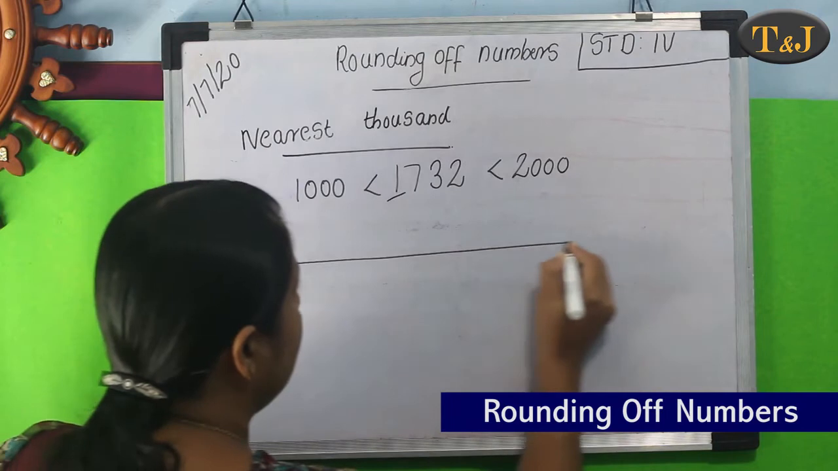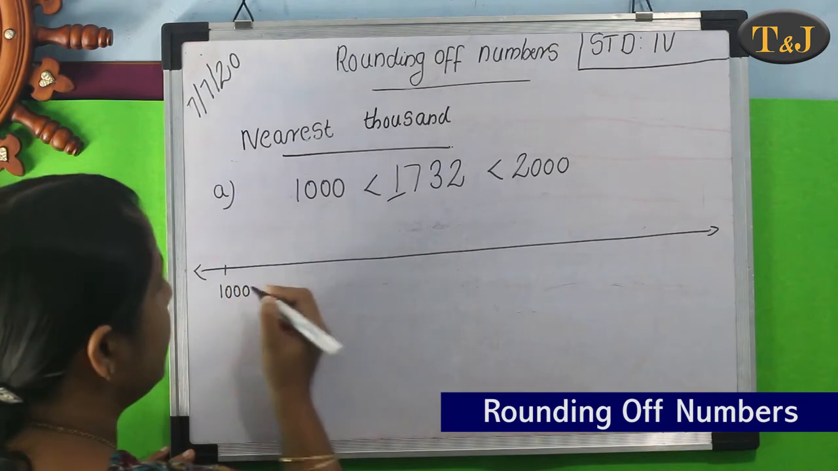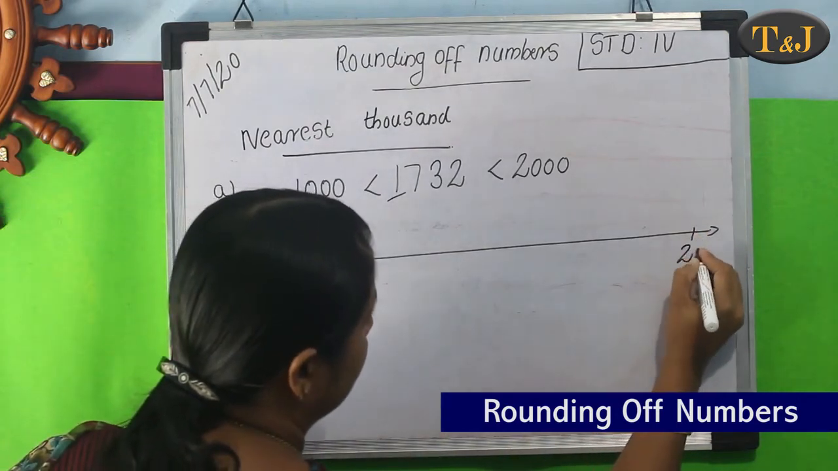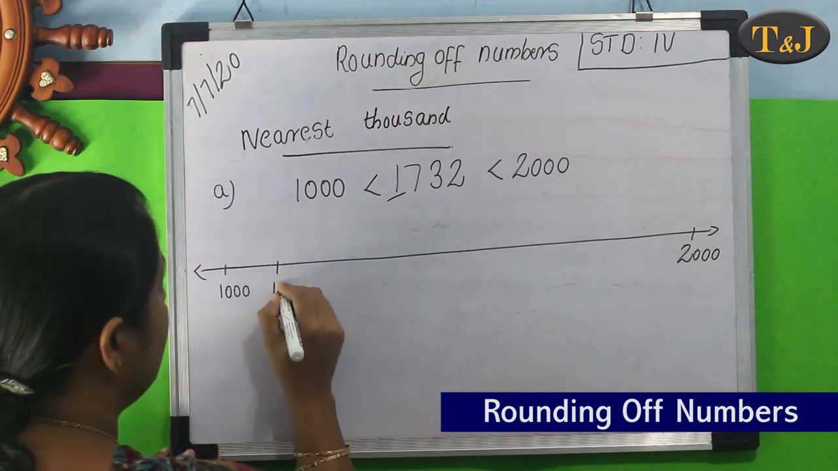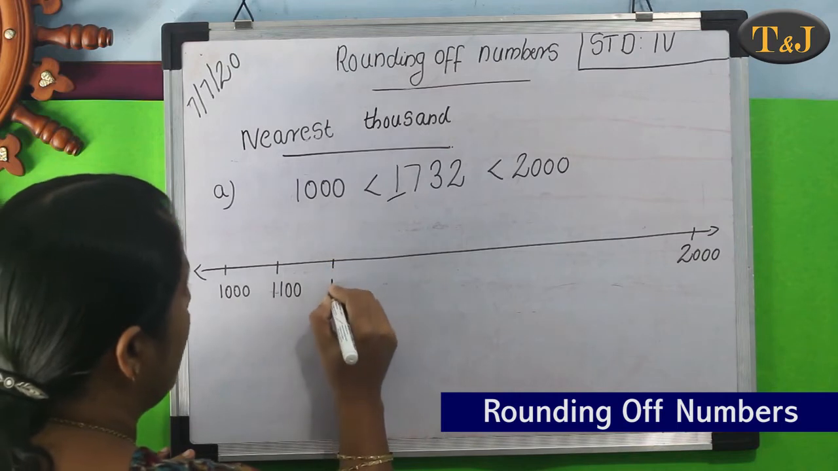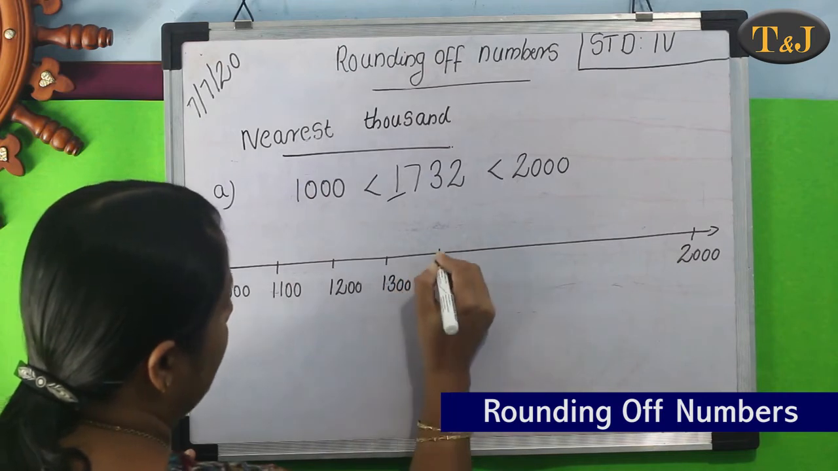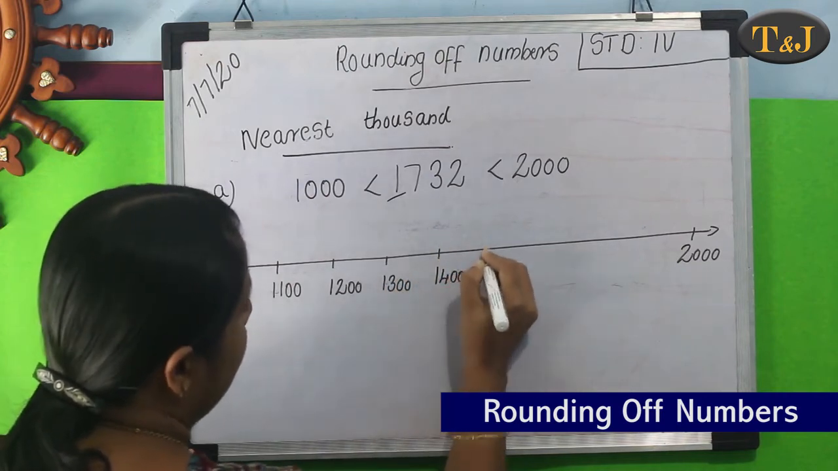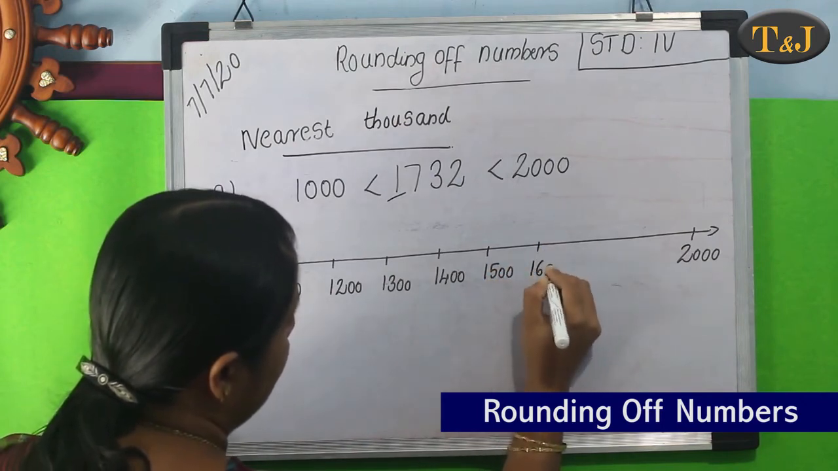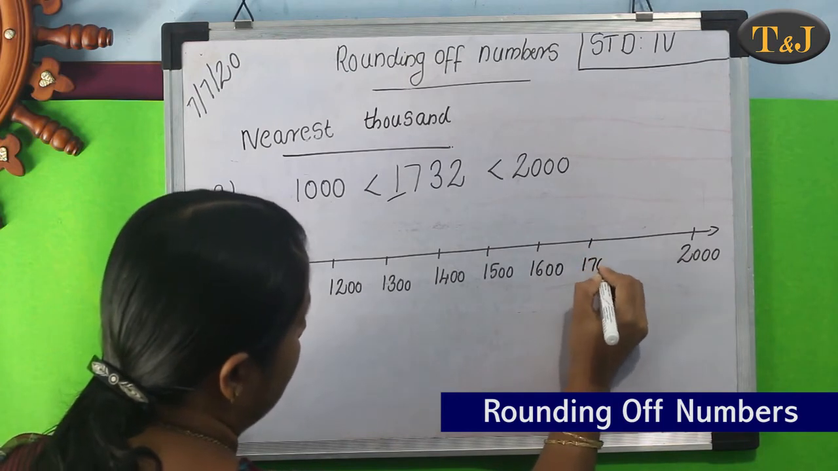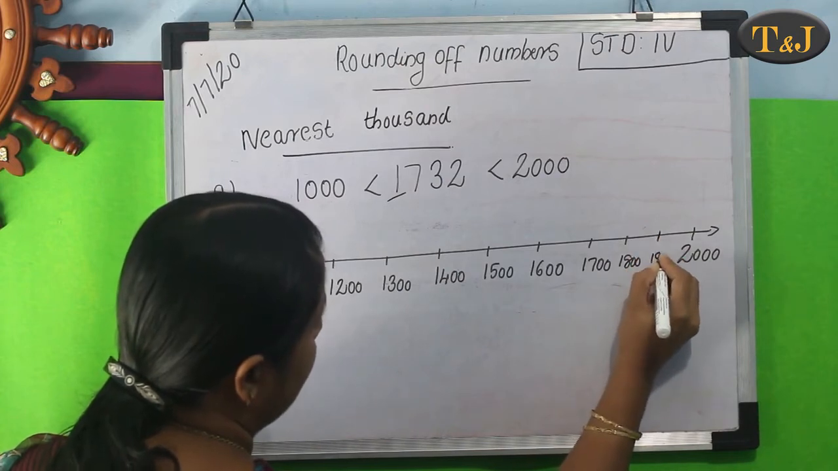Next we draw the number line. Our starting number is 1000 and our ending number is 2000. In between the numbers are 1100, 1200, 1300, 1400, 1500, then 1600, then 1700, 1800, last is 1900.